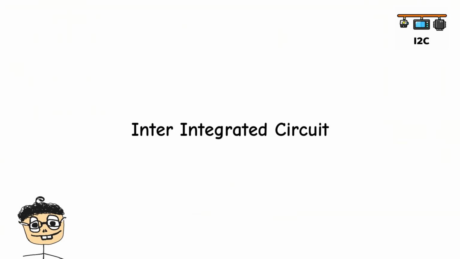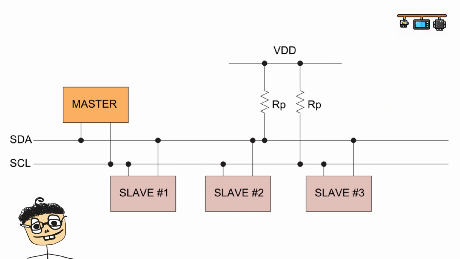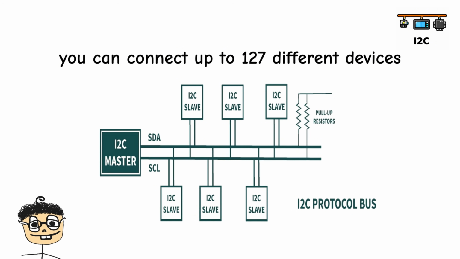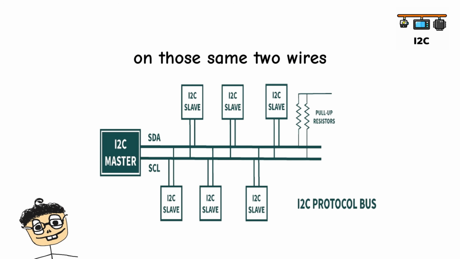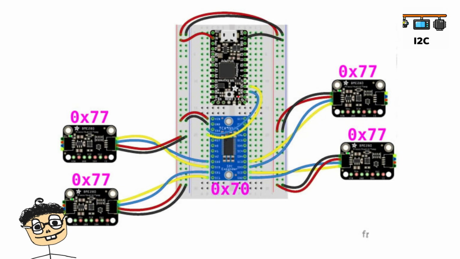I2C, which stands for Inter-Integrated Circuit. This protocol is the smart middle ground between UART and SPI. It only uses 2 wires, one for data and one for the clock. But here's the clever part. You can connect up to 127 different devices on those same 2 wires. Each device gets its own unique address, so the master knows exactly who it's talking to.